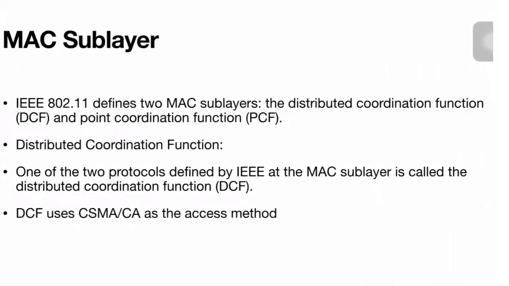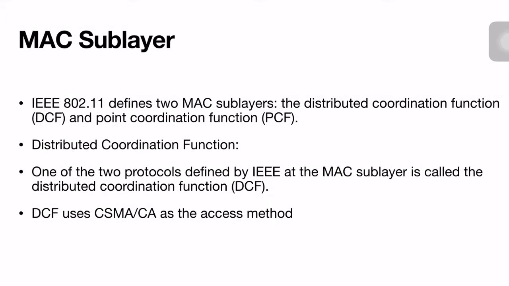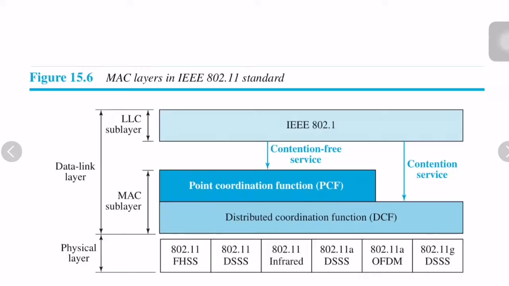Now let us study about MAC sublayer, multiple access control sublayer, which is defined by IEEE 802.11. So that is layered architecture which includes LLC sublayer, MAC sublayer that is included in the data link layer, and also in physical layer there are different protocols used based on IEEE standard.